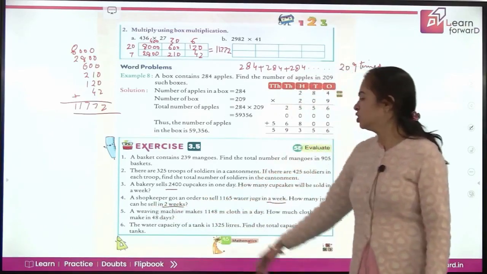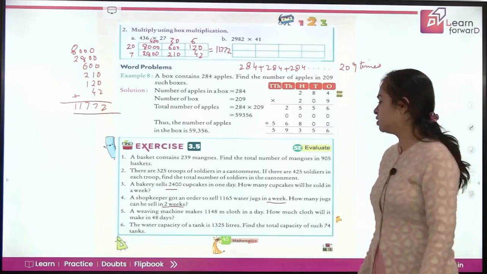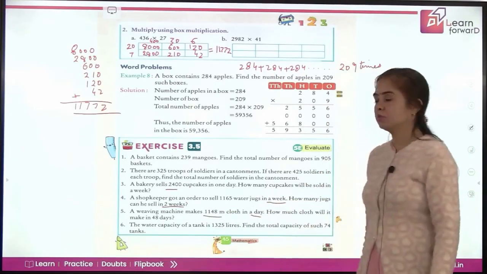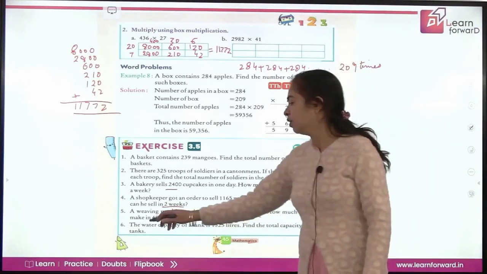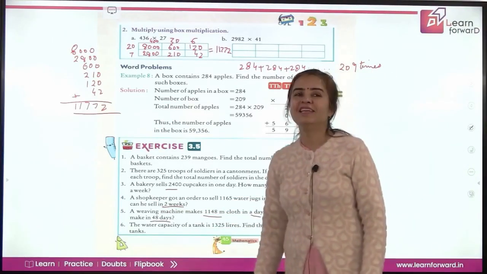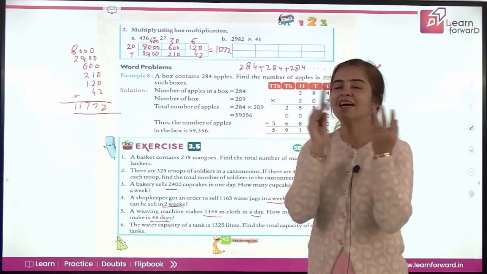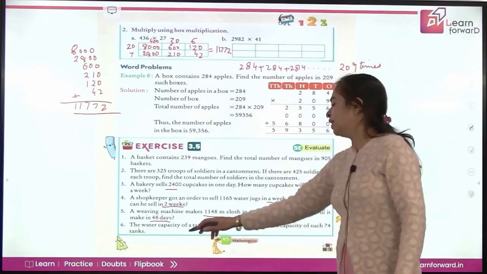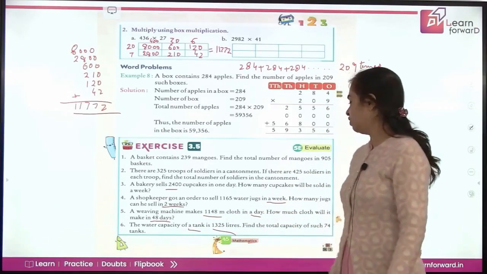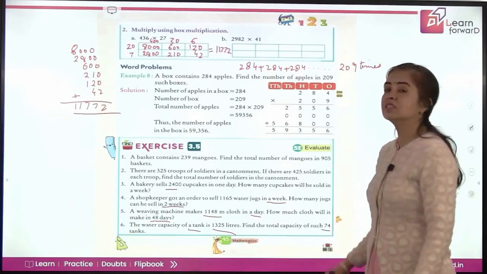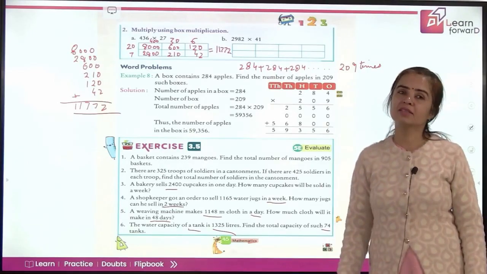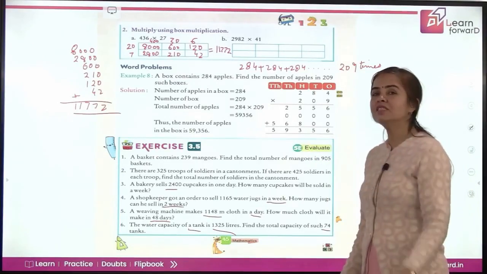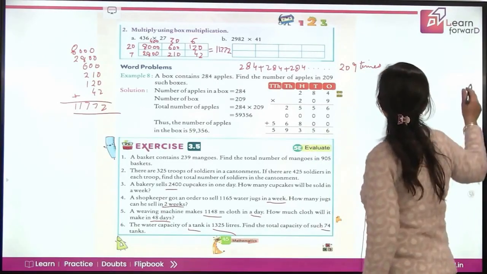Next, a weaving machine makes 1148 meter cloth in a day. In one day, this much cloth is made. How much cloth will it make in 48 days? Yes, all of you are doing like this. Again, multiplication, children. Good. The water capacity of a tank is 1325 liters. Find the total capacity of 74 such tanks. Again, multiplication. Make sure that you write small statements to give the information correctly.